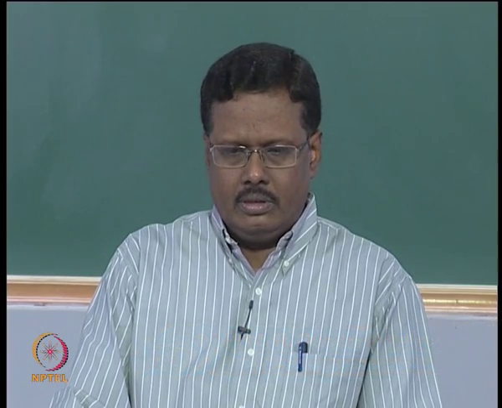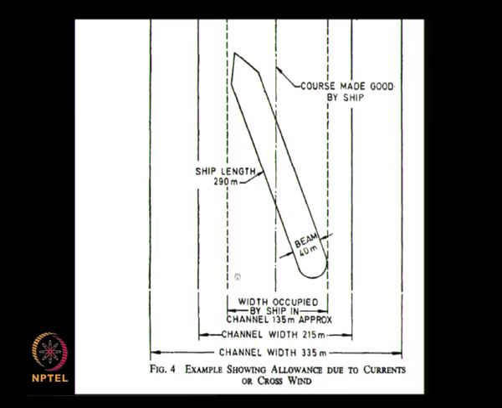In this class we will see the importance of navigation channel. This figure shows the ship, and the width of the channel here is about 135 meter, here this is about 215, here it is 335 meters. Suppose there is no cross current or wind, the ship will be moving in this direction. It is a course made by the good ship.